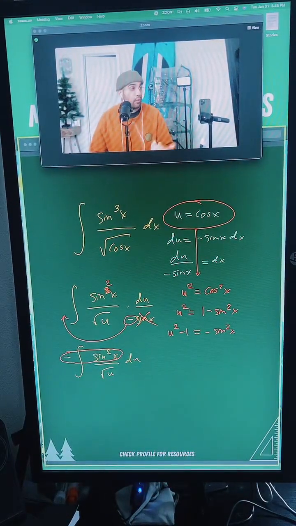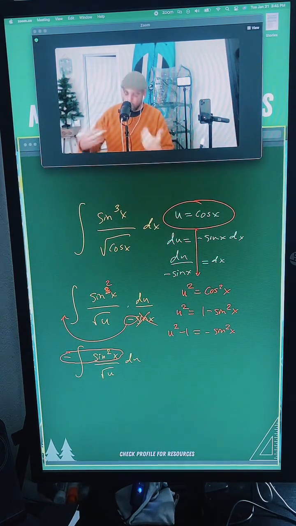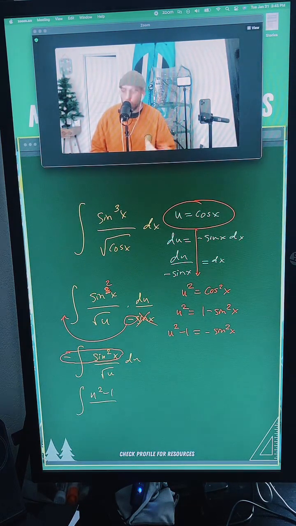But now that's really cool because what we're going to have is that negative sine squared is u squared minus 1. I believe Slant was kind of saying that. I might have just rewritten it a little different. But what this is going to become is the integral of u squared minus 1 all over, let me rewrite the root u as u to the 1/2.